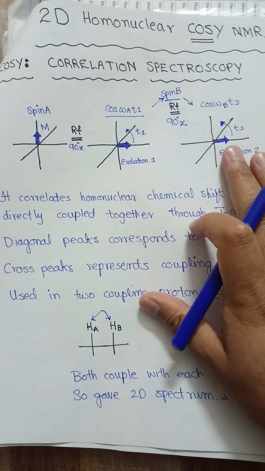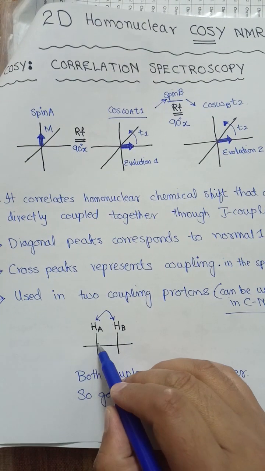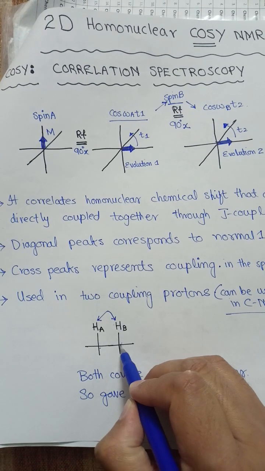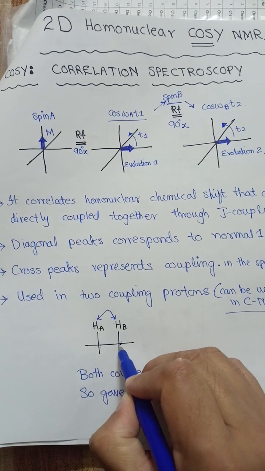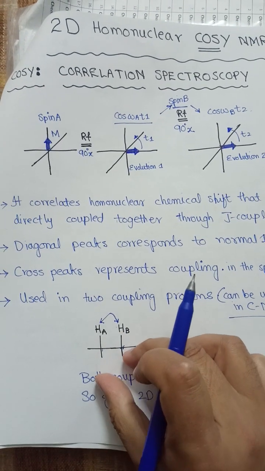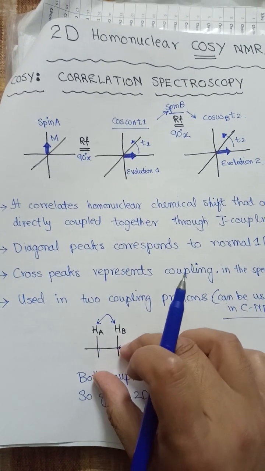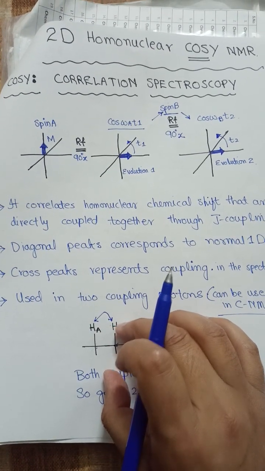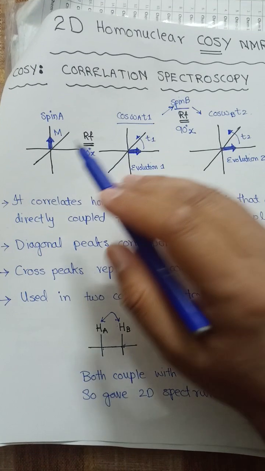But in correlation spectroscopy, the protons should be present on adjacent carbon atoms, and it will give us a signal, due to which we can find out that these two kinds of protons are present on adjacent carbon atoms. So this is the main objective of our COSY spectroscopy, or correlation spectroscopy.